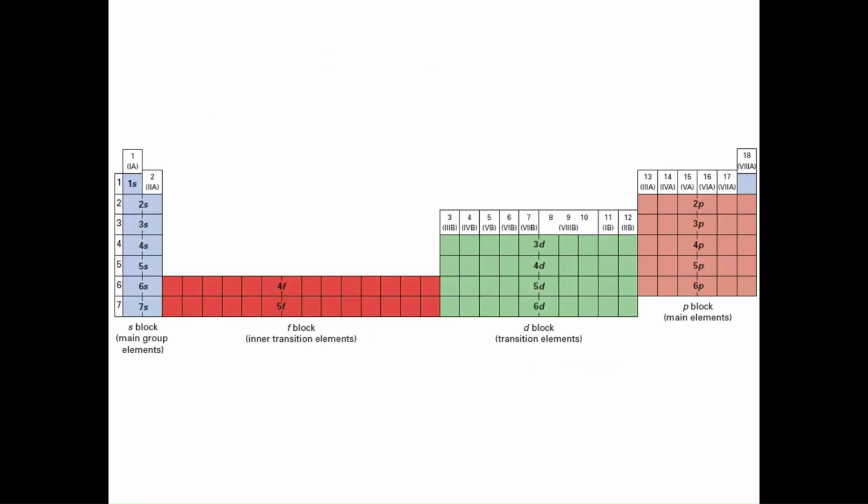Let's use this image to review where the s, p, d, and f blocks are located on the periodic table. So of course the s block is going to be located in groups 1 and 2, and of course you have helium all the way here in group 18 as an exception. The p block is going to be located between groups 13 and 18. The d block between 3 and 12. And of course the f block is actually sandwiched between the d block and the s block in periods 6 and 7.